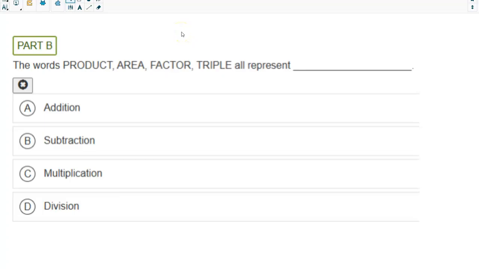Part B, the words product, area, factor, triple, they all represent which of these 4 operations. You need to look back at that operations keywords reference sheet that we just went over at the beginning of the video. Again, you should have it in your binder and on Classroom, and see when you're finding the product, what operation is going on. When you're finding the area, what operation is going on. When you're finding factors, what operation is going on. When you're tripling something.